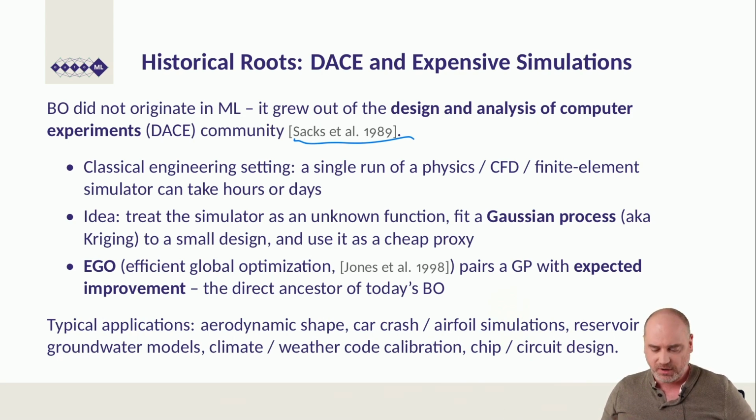And then there was this very seminal paper by Jones from the end of the 90s, who didn't really invent Bayesian optimization, but who popularized this under the name of EGO, for efficient global optimization. And that specifically pairs a Gaussian process with the expected improvement acquisition function. And this is exactly what we will talk about in the subsequent parts of this chapter here. And this is directly the ancestor of today's Bayesian optimization. Actually, it's its most popular variant.